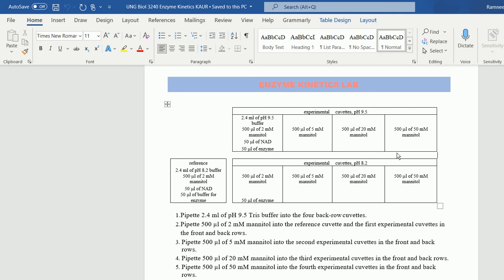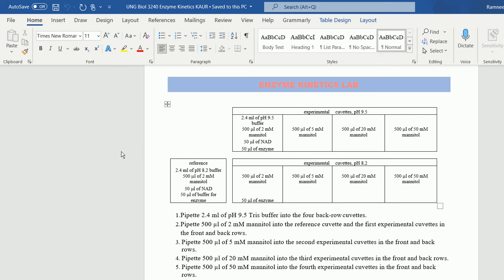This is your blank. With the help of this, you are going to calibrate your spectronic. The first 4 cuvettes are for pH 9.5, and then these 4 cuvettes are for pH 8.2. So what are you going to add in all these cuvettes? It's written here, but let me explain.